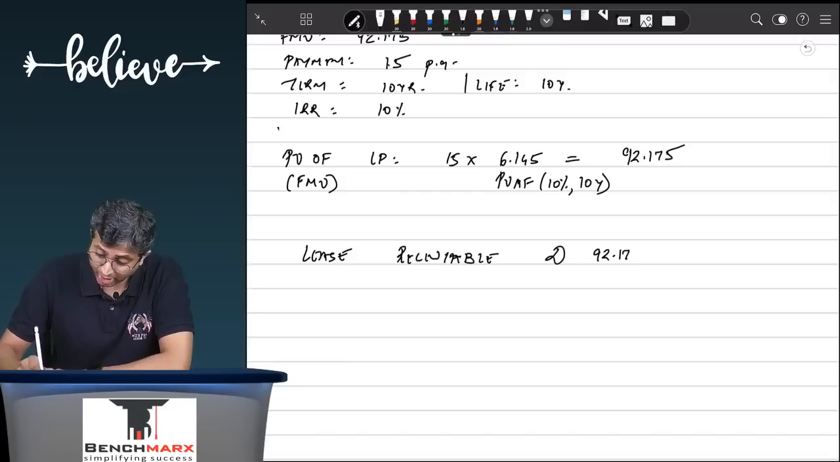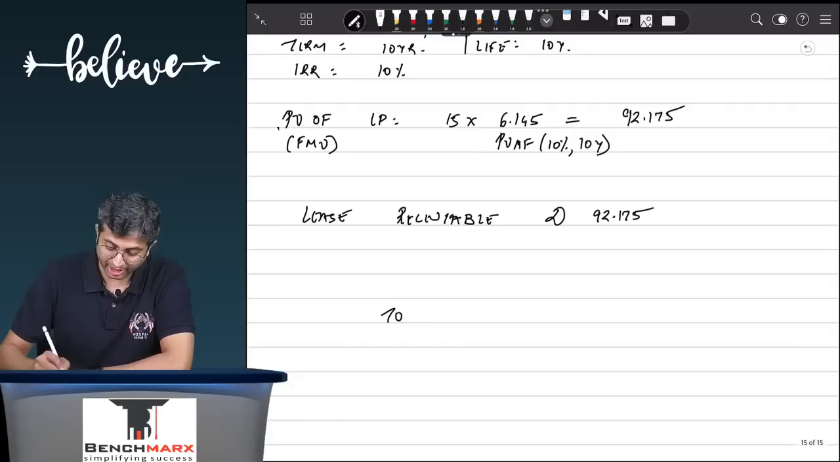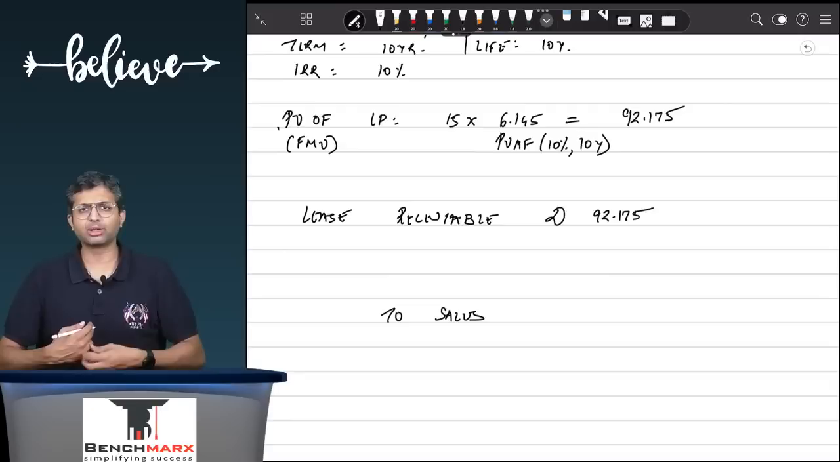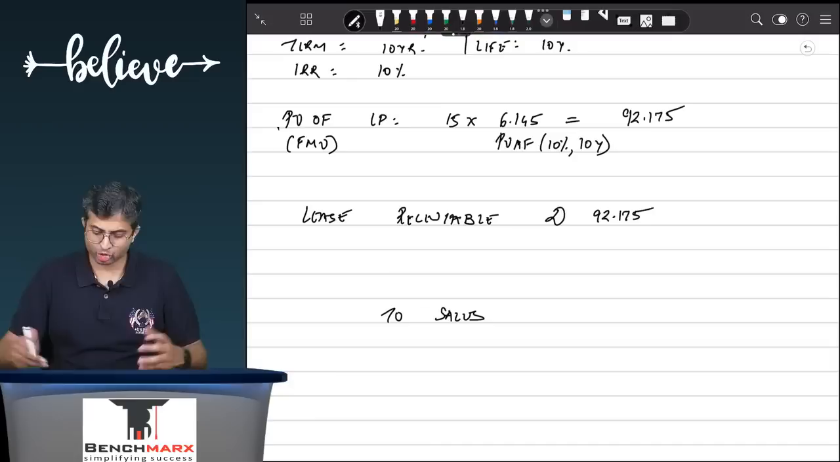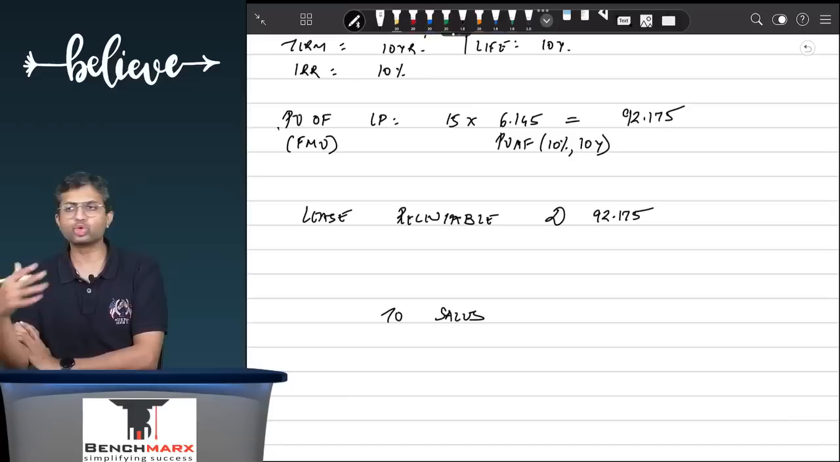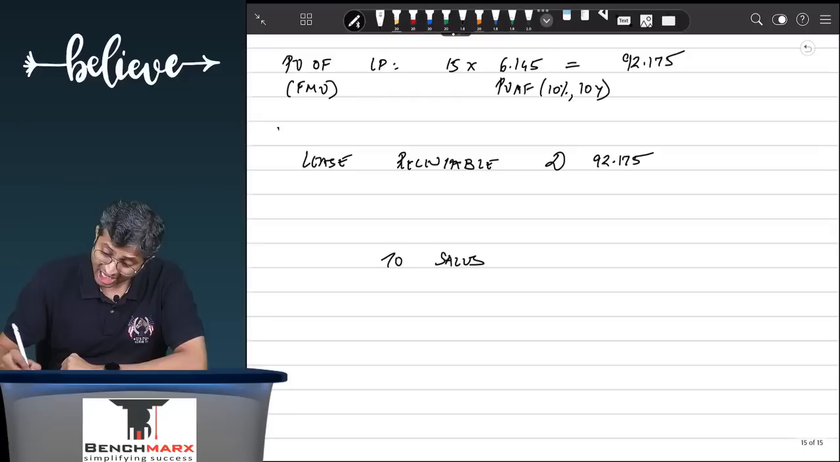So this is 92.175. However, what will I credit? Well, I will credit sales because I want to show my, no, technically I can credit my asset and then show a gain on sale. So my asset over here is worth 70, I can credit that and show a gain on sale. However, in case of inventory being sold, I do recognize the sale separately and the cost of goods sold separately, and hence I credit the sale at 92.175.